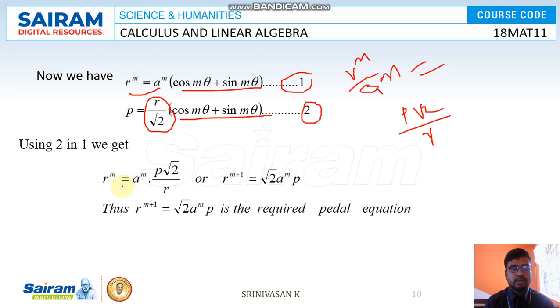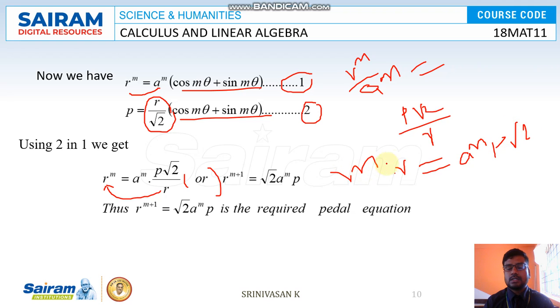So r power m equal to a power m p root 2 divided by r. Taking the opposite direction, we will get r power m into r equal to a power m into p root 2. The bases are equal, so adding the powers, we get r power m plus 1 equal to root 2 a power m p. So this is our required pedal equation.